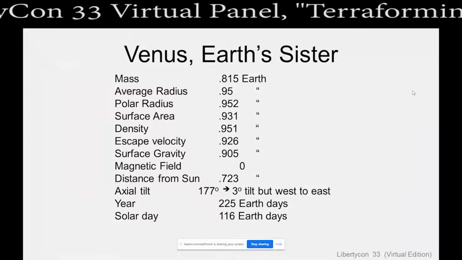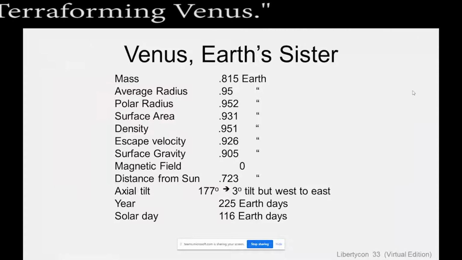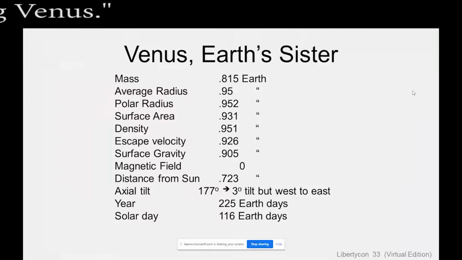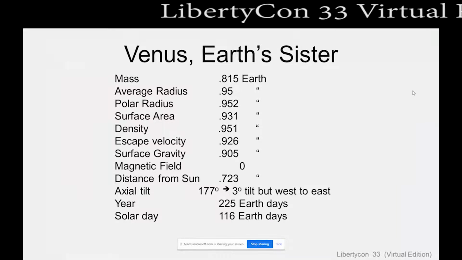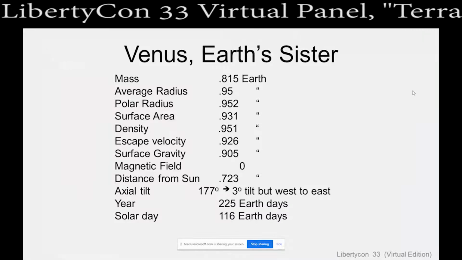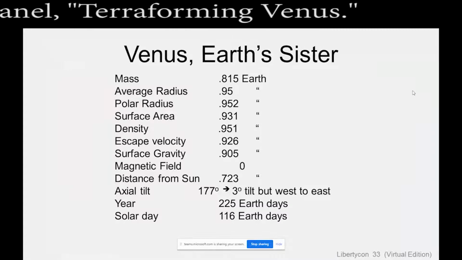The year is 225 days, Earth days. That's again livable. That's not a big problem. The solar day, however, is 116 or 117 Earth days. So from sunrise to sunrise on Venus, it's going to take 116 or 117 Earth days. And that could be a problem.